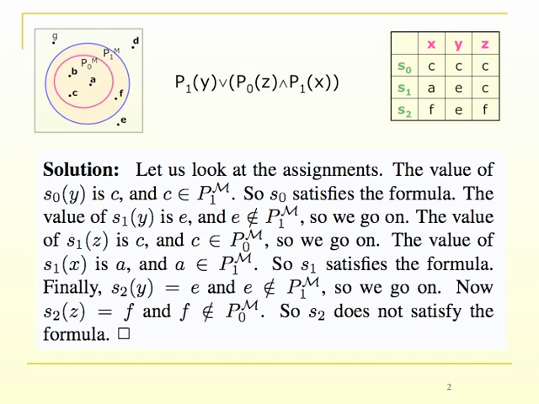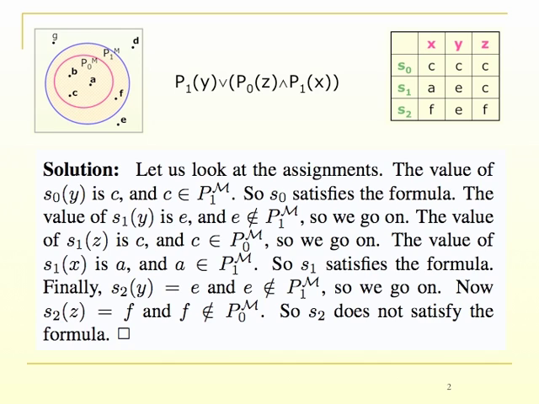Okay, let's look at it a bit more carefully. The value of S0y is C, and C is in the interpretation P1M of the predicate P1. So S0 satisfies the formula because it satisfies the first disjunct P1y. Now we move to S1. The value of S1y is E, and E is not in the interpretation P1M of the predicate P1. So we go on, we cannot make any conclusion yet.